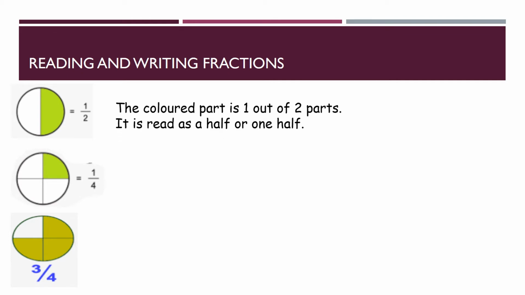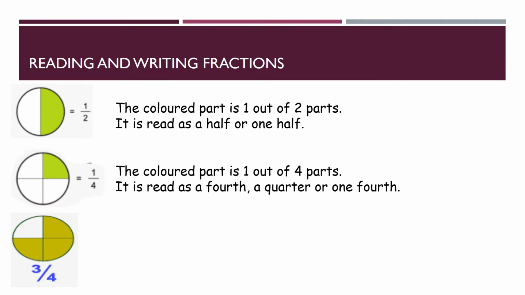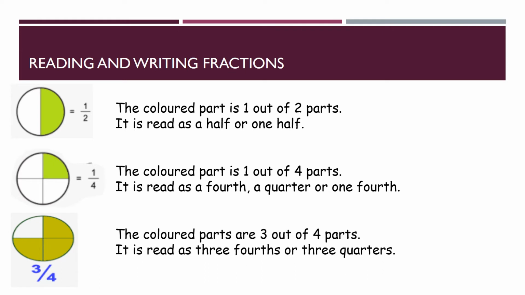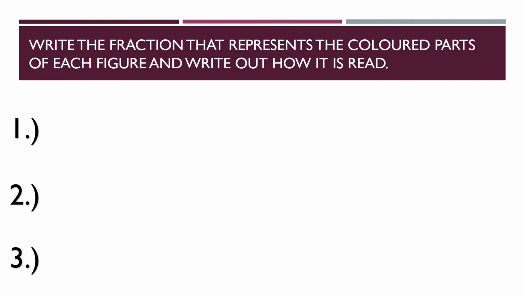The colored part is 1 out of 2 parts. It is read as a half or 1/2. The colored part is 1 out of 4 parts. It is read as a fourth, a quarter, or 1/4. The colored parts are 3 out of 4 parts. It is read as 3/4. You got it?